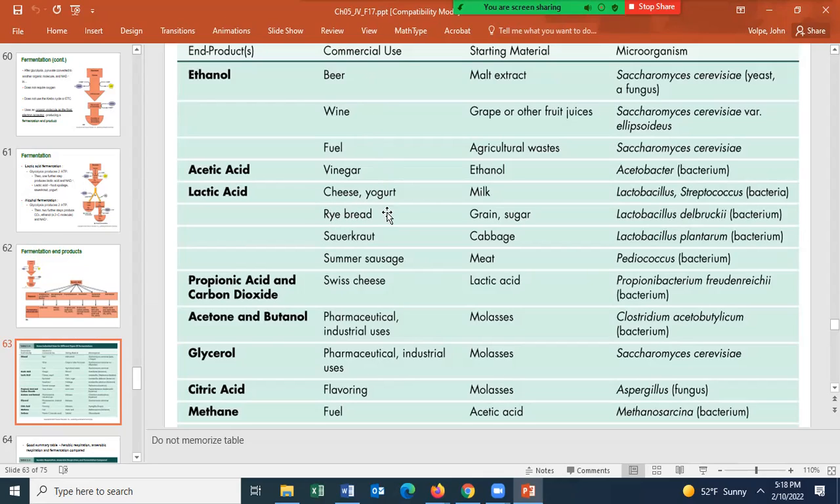Lactic acid fermentation, as I stated, does a lot of products: cheese, yogurt, rye bread, sauerkraut, sausage. It's fermented. And most fermented food is made with lactic acid fermentation. Industrial uses include the making of acetone and butanol, glycerol, and methane, which is also a fuel product. All right, any question about any of that?